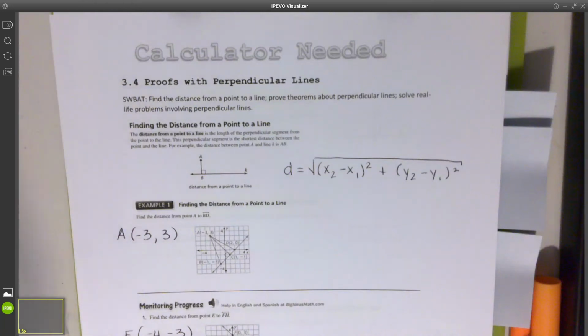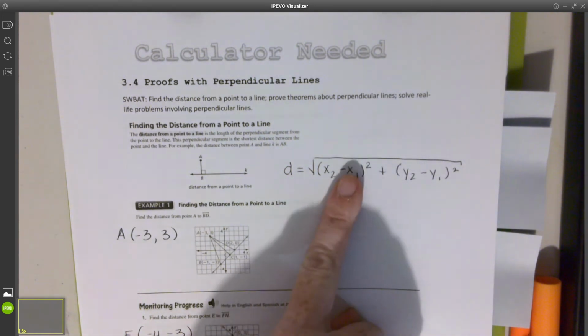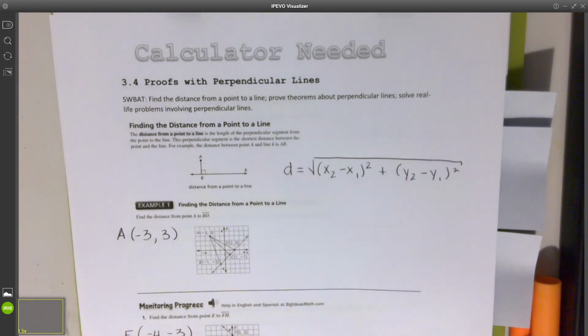All right, so now we can continue on with perpendicular lines. And before we begin, a calculator is needed for this lesson, so please make sure you have a calculator available to start this lesson, and you're going to want to copy down the distance formula. All right, so let's get started.